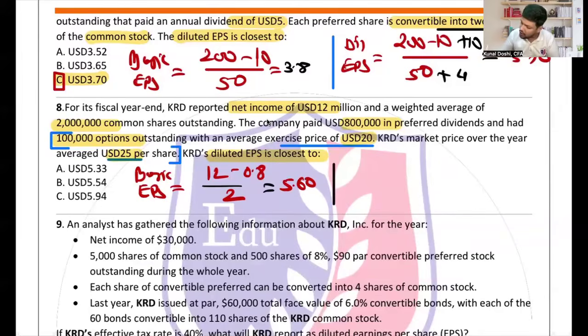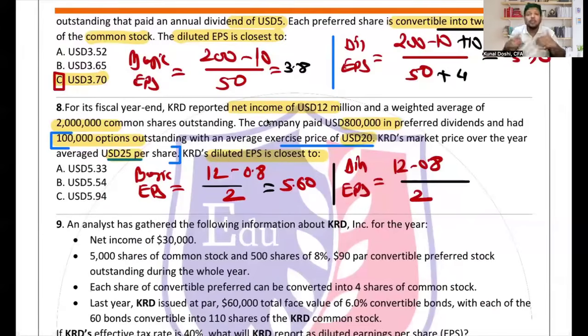Okay. Now going back to diluted EPS. For diluted EPS, I again put the same information, 12 minus 0.8 over 2. But then whatever is extra, I will put that. The preferred shares are not convertible, so you don't need to add them back. What you need to do is discuss the options.